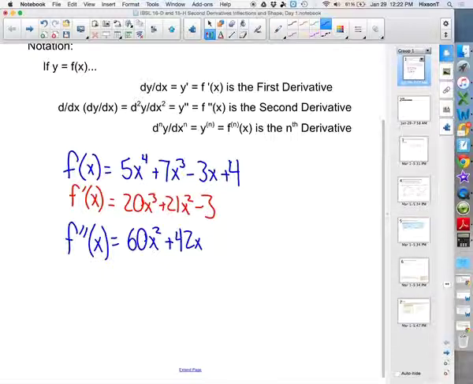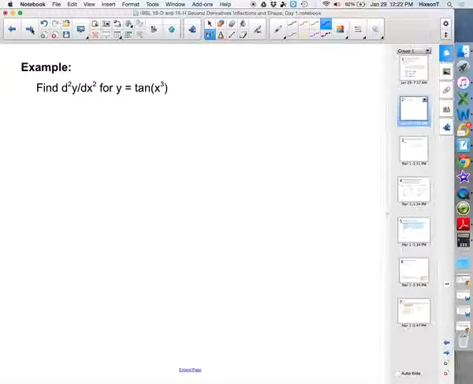It can get a little more complicated. But again, this is why we spent so much time with our first derivatives learning how to simplify them. The more you can simplify the first derivative, the easier the second derivative will be. Okay? Now, here's another example. We're doing the tangent of x cubed.